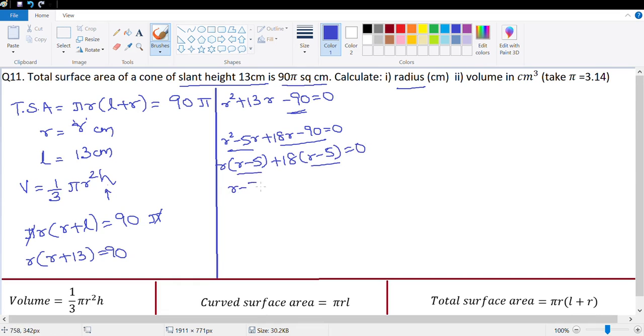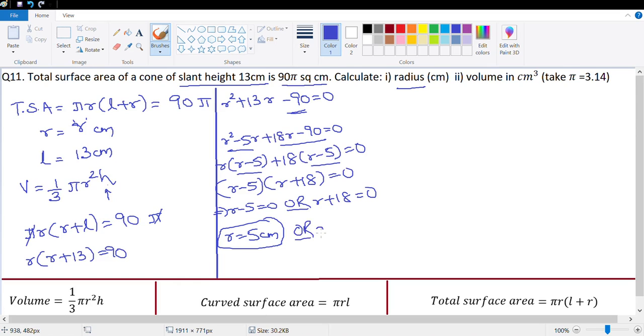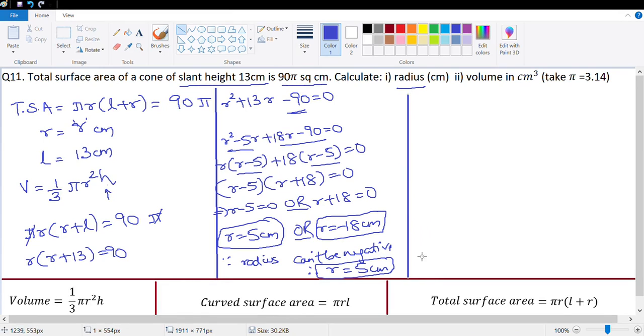So that's r minus 5 times r plus 18 is equal to 0, which means r minus 5 is equal to 0, or r plus 18 is equal to 0, which means r is equal to 5 centimeter, or r is equal to negative 18 centimeter. Now since radius can't be negative, therefore r is equal to 5 centimeter. So we've got the value of the first part of the question, which means we've calculated the radius. So radius is 5. Now we need to calculate the volume.